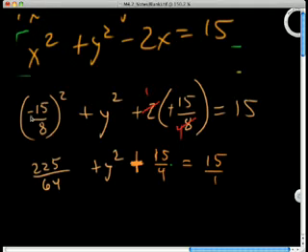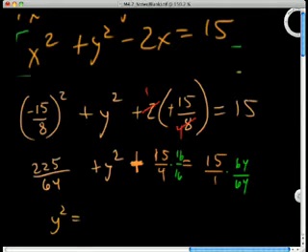No. 15's factors are 3 and 5. 8's factors are all 2, so that doesn't have any common factor. So I'll multiply this one by 4 times what is 64? I believe it's 16. And this I'd have to multiply by 64 over 64. And I'm going to bring it all together. So I'll get y squared equals 15 times 64.